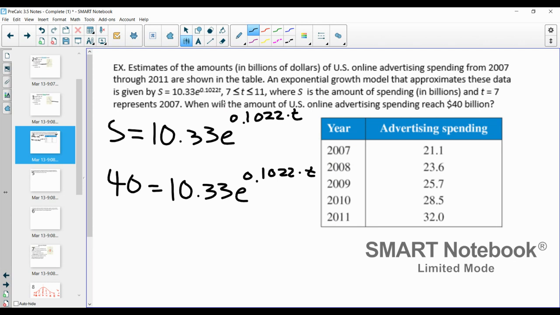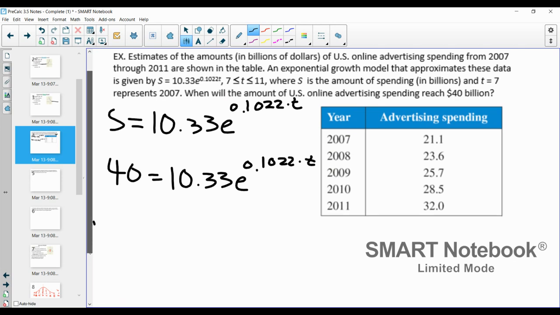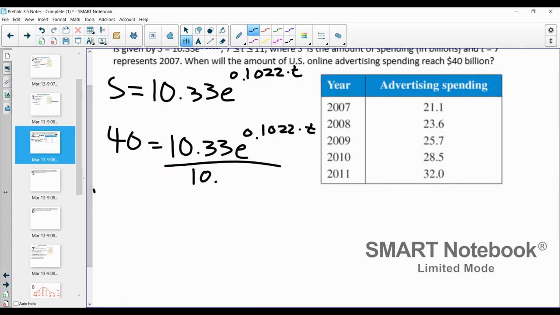So the first thing I'm going to do is divide both sides by 10.33, so I'm just left with E on that one side. So dividing here by 10.33, dividing here by 10.33, and I've got to grab my calculator because I know I'm going to need to use it throughout this lesson.